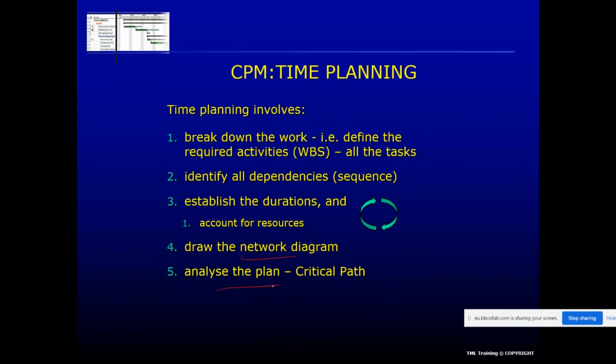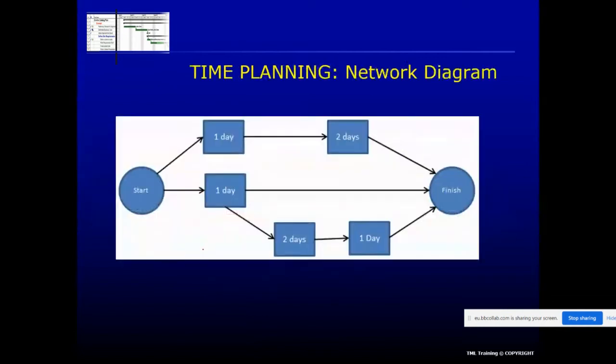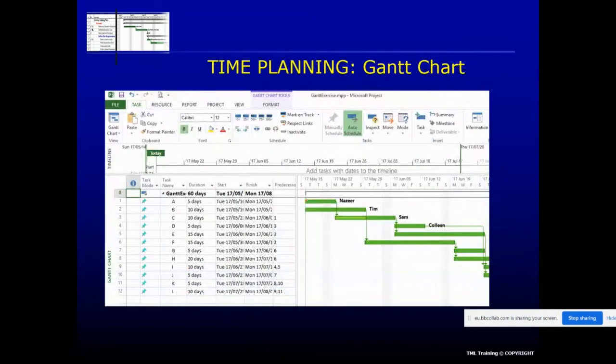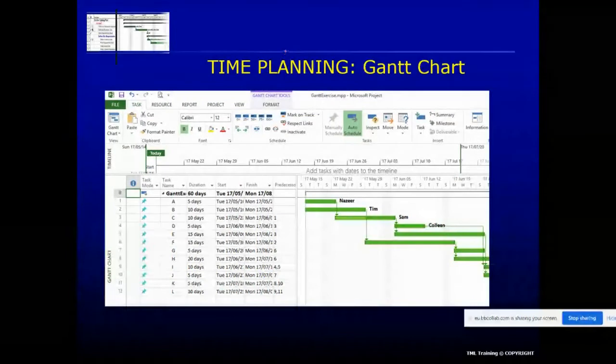Then you would draw the network diagram and analyze the critical path. And the critical path would look something like this. Start of the project, activity A, activity B, activity C, activity D, activity E, and that's the end of the project when all of those are done. Okay, so how does that work in real time?